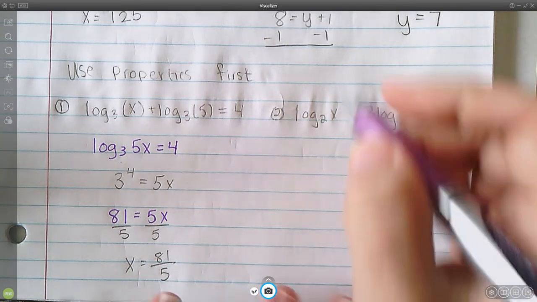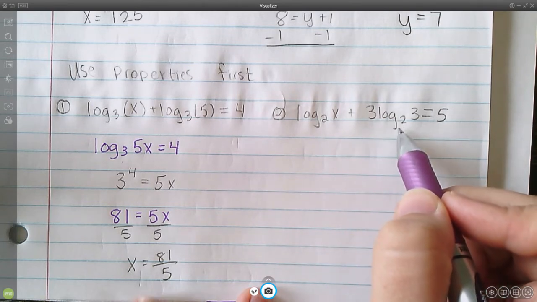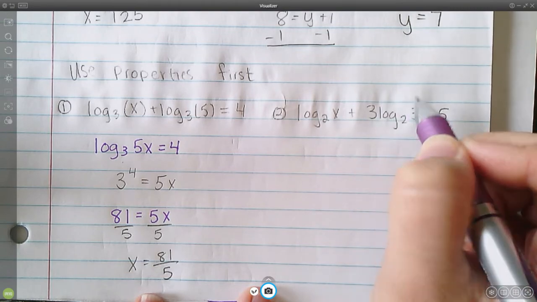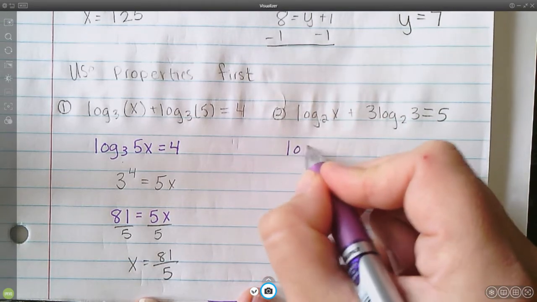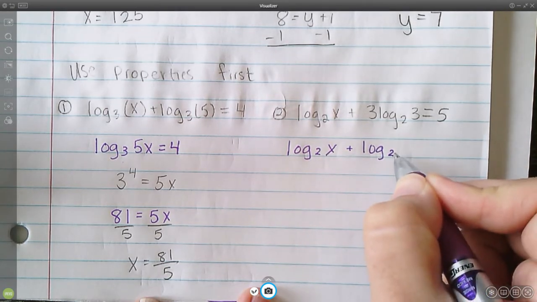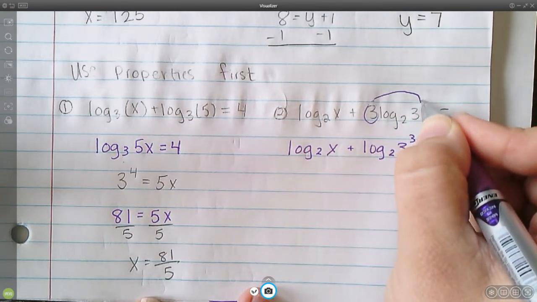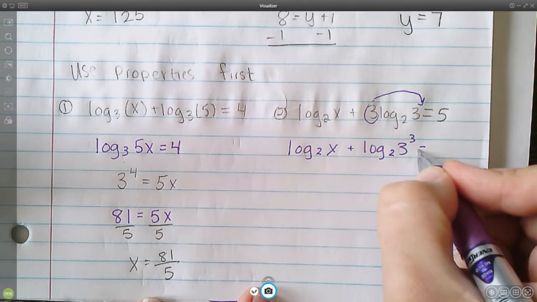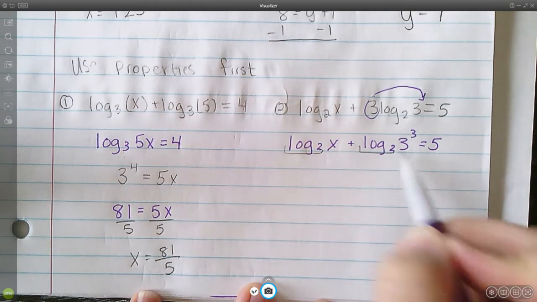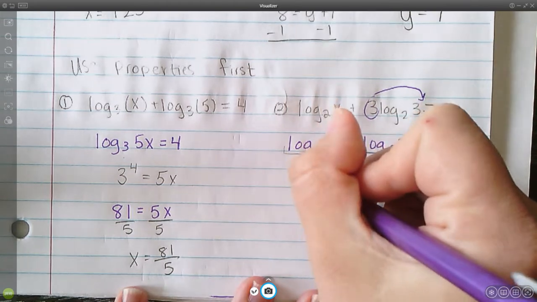All right, this one, we've got log base 2, and then we have 3 log base 2. So right now they are not the same. So we need to take this 3 and put it up on this 3. So when I rewrite that, I have log base 2 of x plus log base 2 of 3 to the power of 3. So I took this and I put it up here, equals 5. But now we have the same log. So we have log base 2, log base 2.